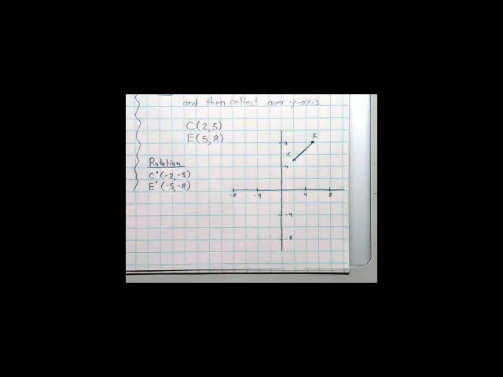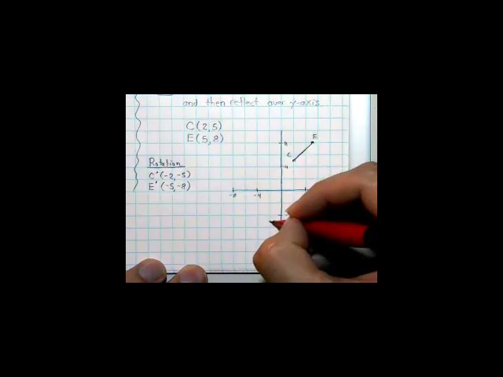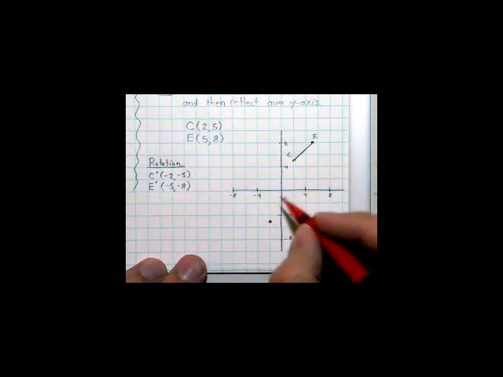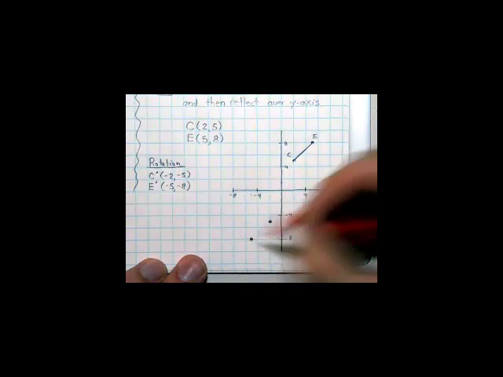Okay, well, let's plot that out real quick. Let's see what this thing looks like after we do that 180-degree turn. So negative 2, negative 5 is right here. There's your C prime. And then E prime is negative 5, negative 8, so right here.